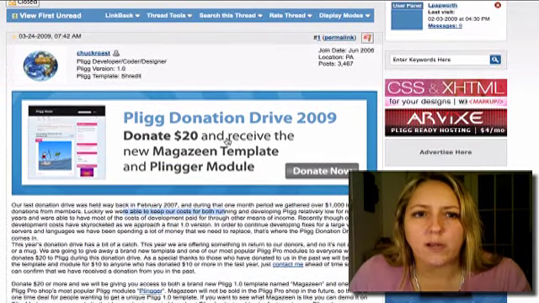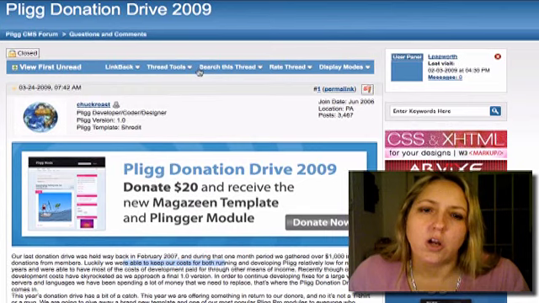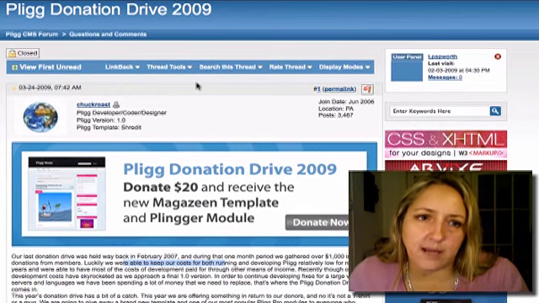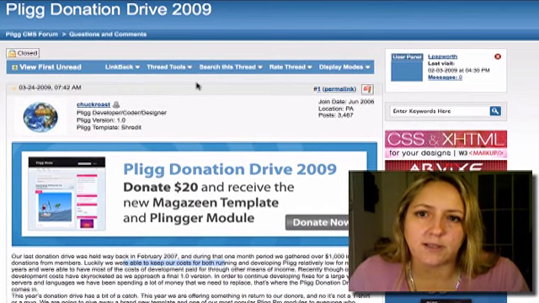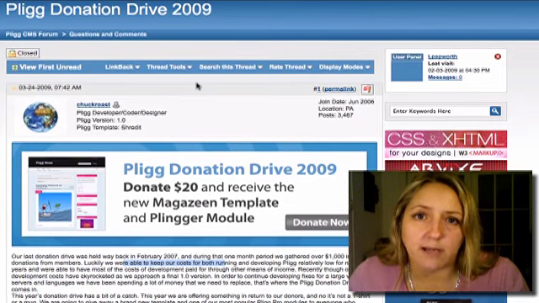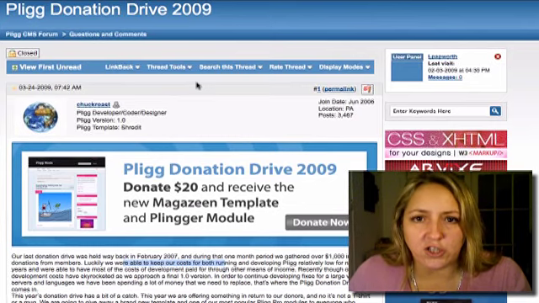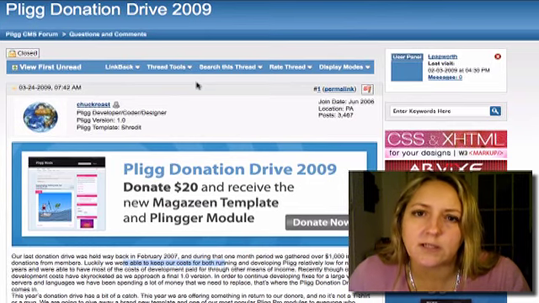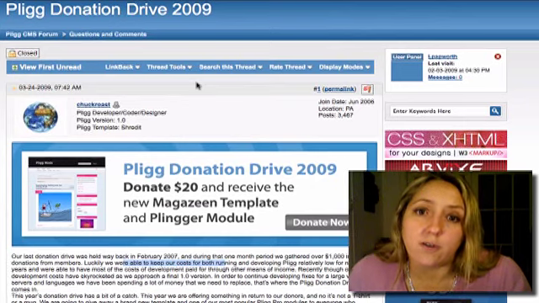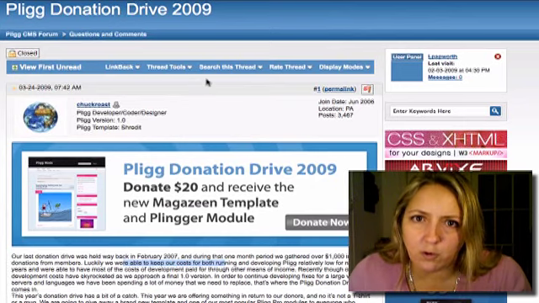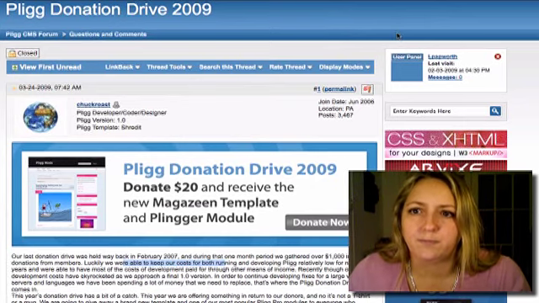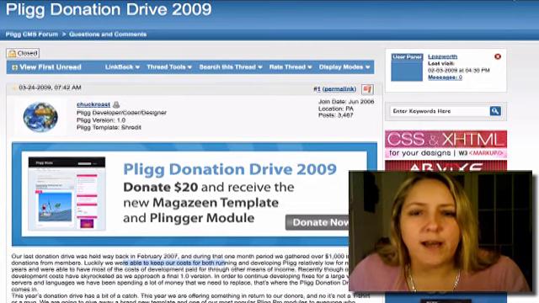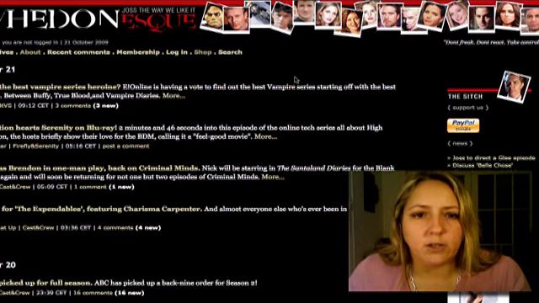So when they were looking to add a forum to the Pligg CMS, a content management system, they asked for people to make donations. And once they achieved the money that they required in order to do additional development, then they were able to use that money and do the development and then release the product still for free, still for open source.